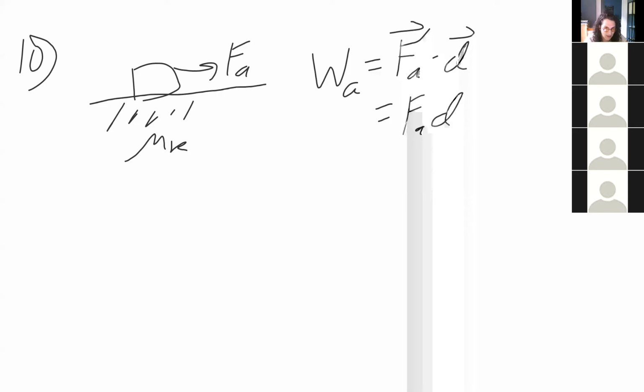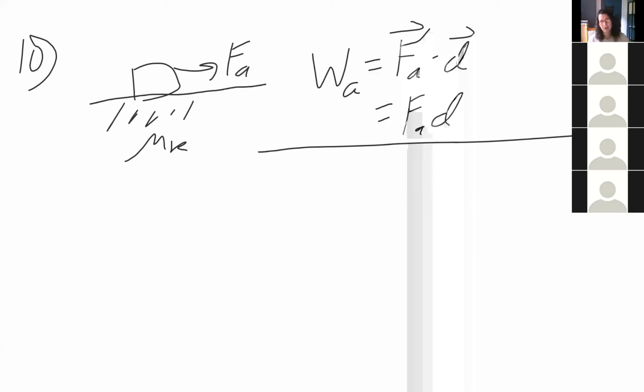Part B, they ask, during the displacement, what is the thermal energy of the block? Let me just double check. Yeah, okay. During the displacement, the thermal energy of the block increases by a given value. And they ask about the thermal energy of the floor. This is a very weird way of asking this question.